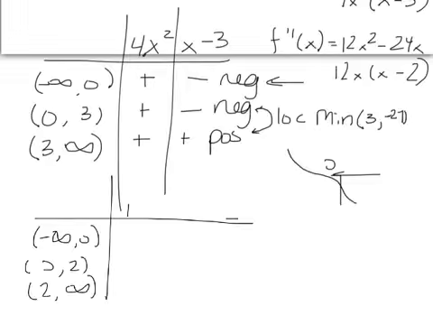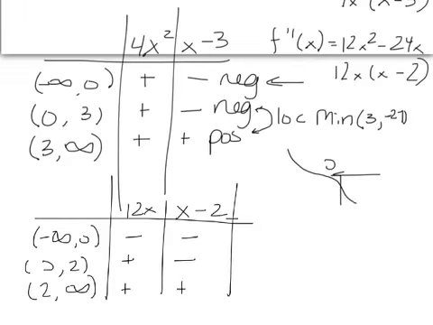So on our second derivative test, we have 12x. From negative infinity to 0, it is negative. From 0 to 2, it is positive, and from 2 to infinity it is positive. We have x minus 2. From negative infinity to 0 it is negative. From 0 to 2 it is negative, and from 2 to infinity it is positive. So what I have on my second derivative test is concave up because it's positive, two negatives make a positive. Concave down because it's negative. And concave up because it's positive.